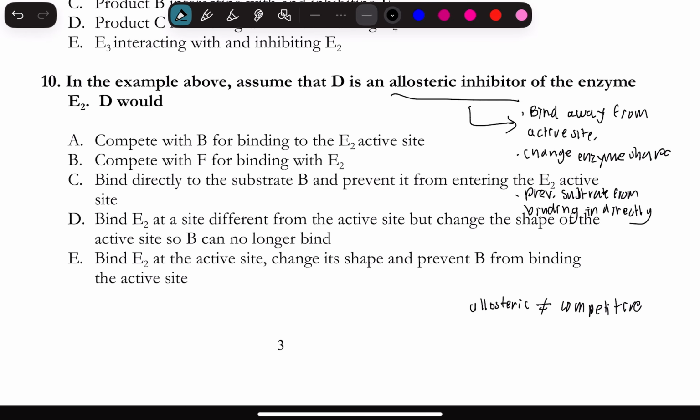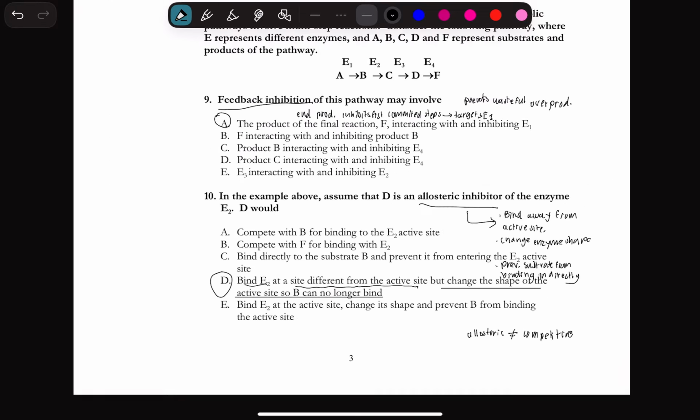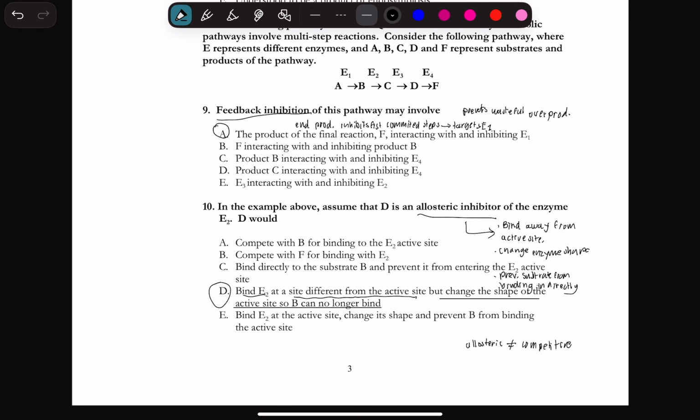So for the allosteric inhibitor, the correct answer is going to be D because it binds E2 at a site different from the active site, but changes the shape of the active site so that B can no longer bind. Yeah, so it's going to change it. It's going to inhibit it, and it's going to bind at a place that's not the active site. So yes. Okay.